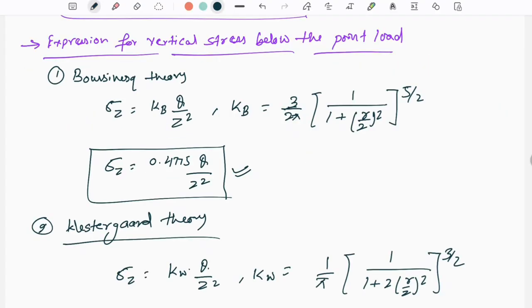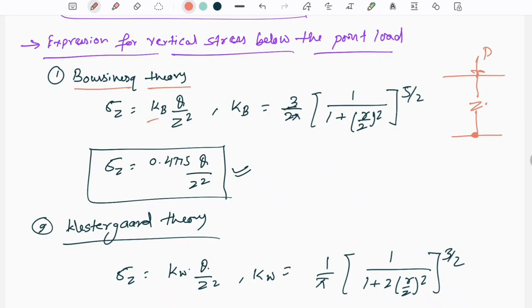Now if you want to find the vertical stress below a point load, there are two expressions by different theories. One is given by Boussinesq's theory. Suppose this is the point load, and you want to find the stress generated below this point load P at a depth z below the surface. If this depth z is given, then the expression is sigma z is equal to Kb into Q divided by z square. Q is the point load.